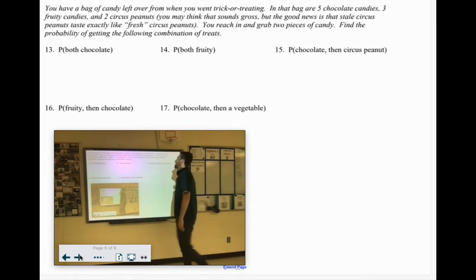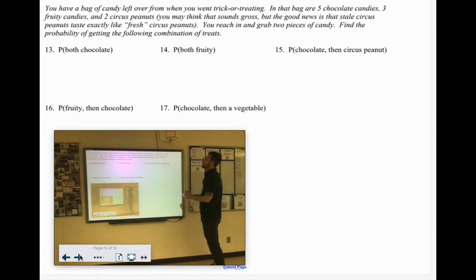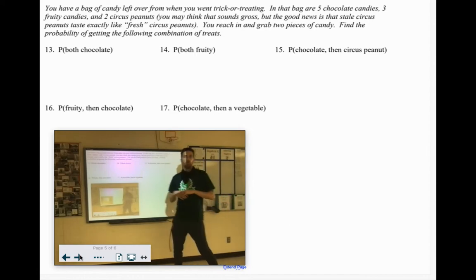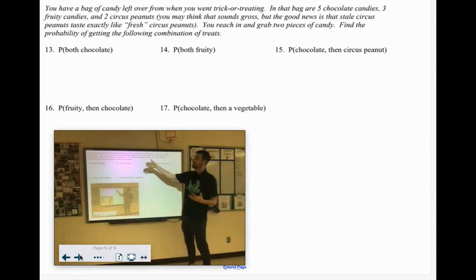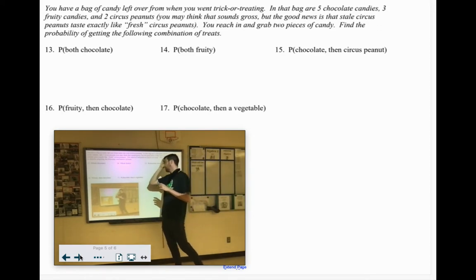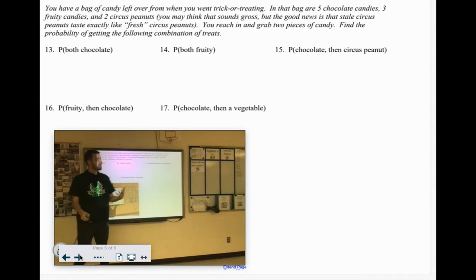You have a bag of candy left over from when you went trick or treating. In that bag are 5 chocolate candies, 3 fruity candies, and 2 circus peanuts. So, to figure out the total possible outcomes there, 5 plus 3 plus 2 would give you 10 pieces of candy in your bag. You reach in and grab 2 pieces of candy. You're not looking. Find the probability of getting the following combinations. So, let's go with 13. We said that there were 10 pieces of candy in there.